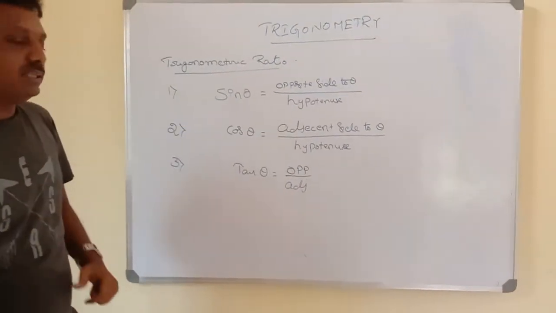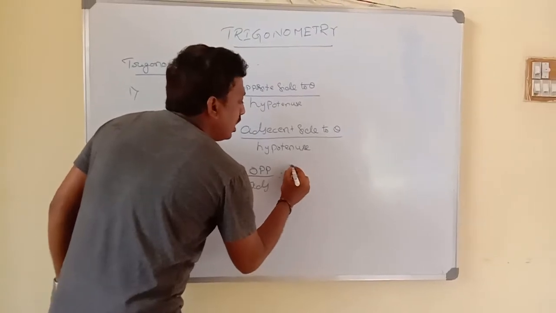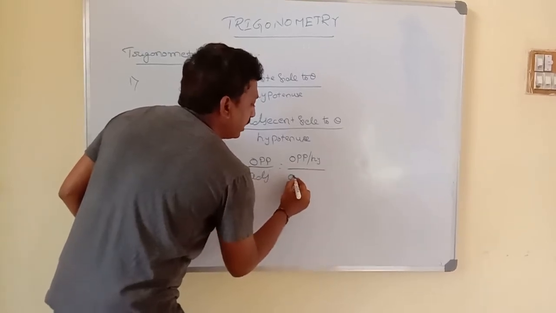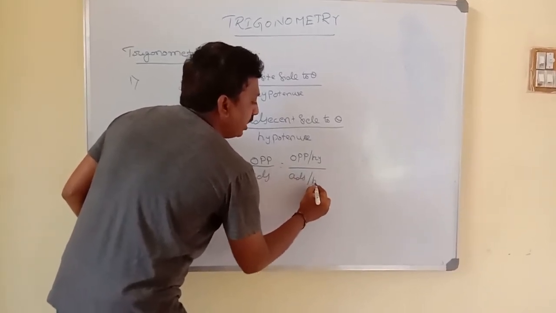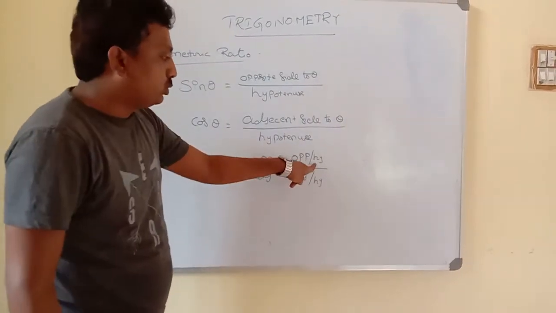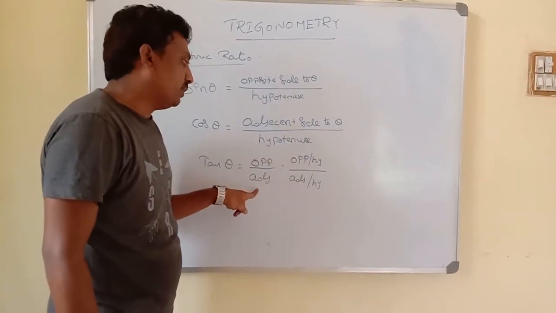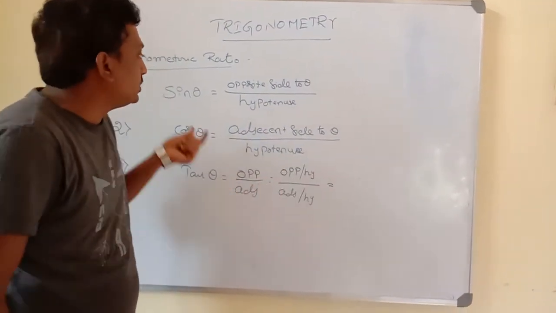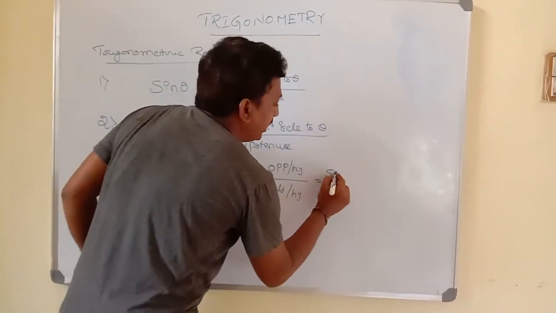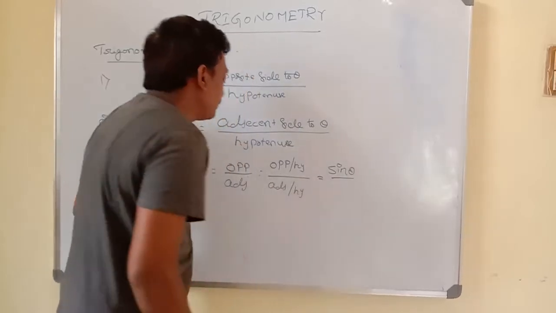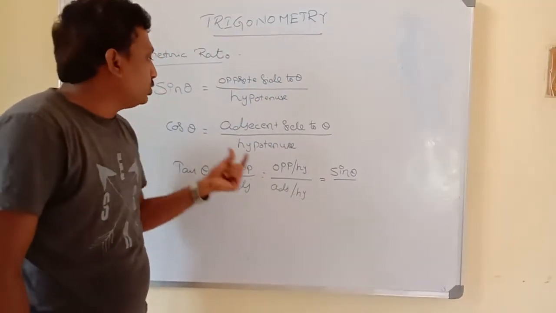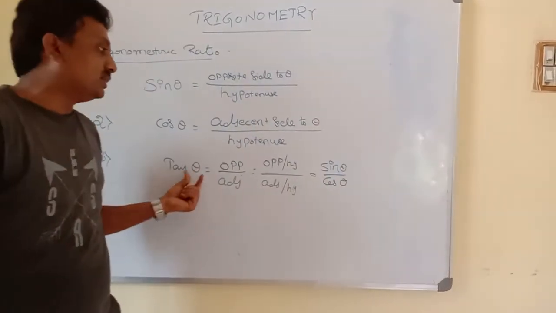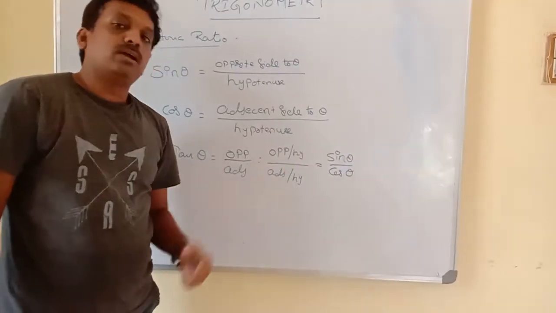Observe this one, tan theta. I am writing this: opposite side to theta by hypotenuse divided by adjacent side to theta by hypotenuse. Again, it cancels, and we get the same opposite side to theta by adjacent side to theta. Here, opposite side to theta by hypotenuse is called sine theta, and adjacent side to theta by hypotenuse is called cos theta. So tan theta is nothing but sine theta by cos theta.